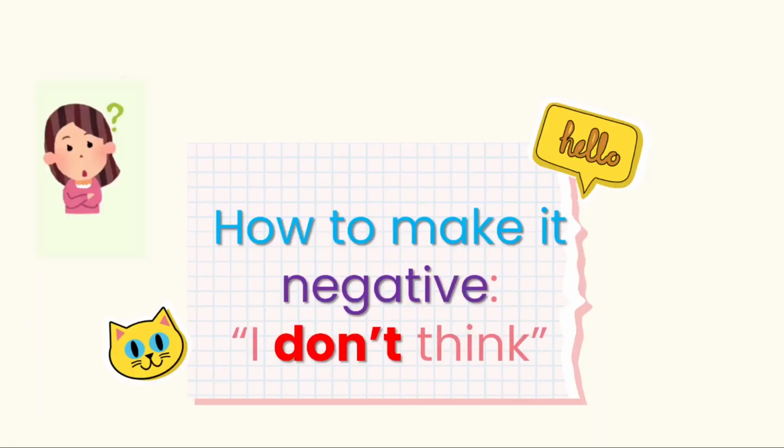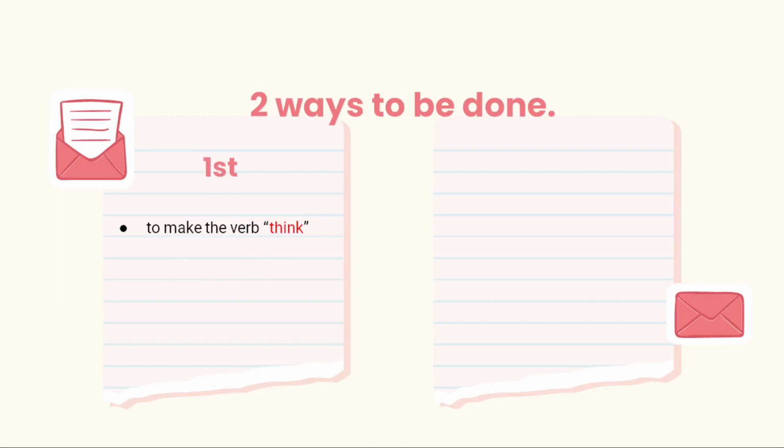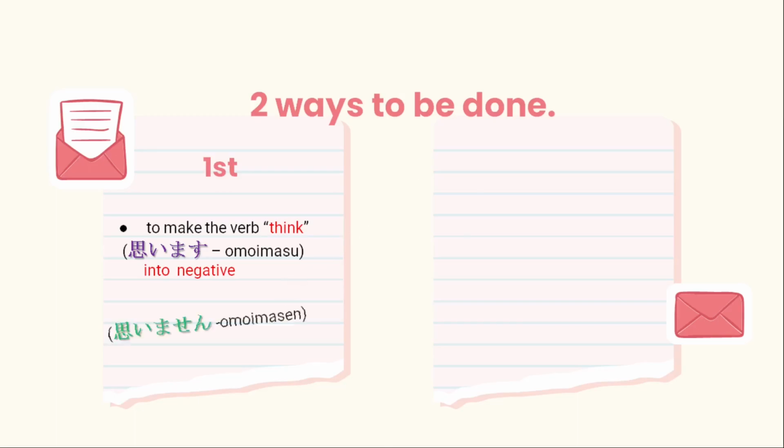Okay, now how to make it negative. So far, we saw the 4 examples for noun, na-adjective, e-adjective, and verb in the positive tense. How to make it negative? How to say, I don't think something. In that case, there are 2 ways to do so. First way is you make the verb think, to omoimasu, into negative. So the verb omoimasu in the negative becomes omoimasen.